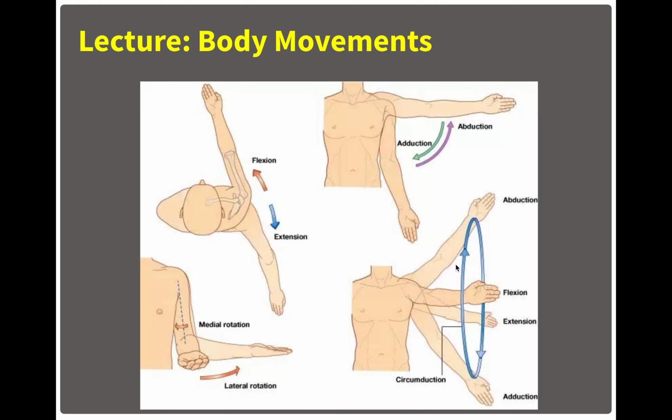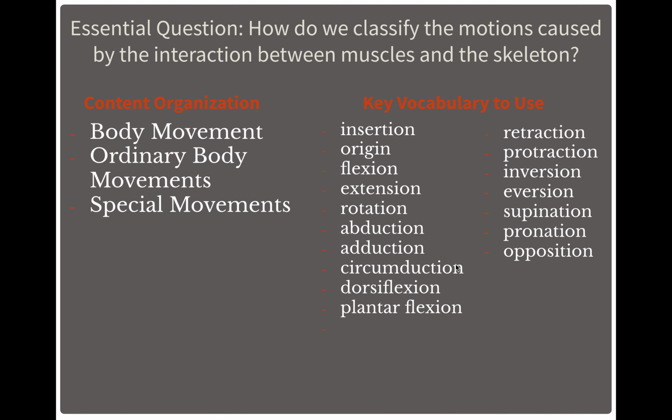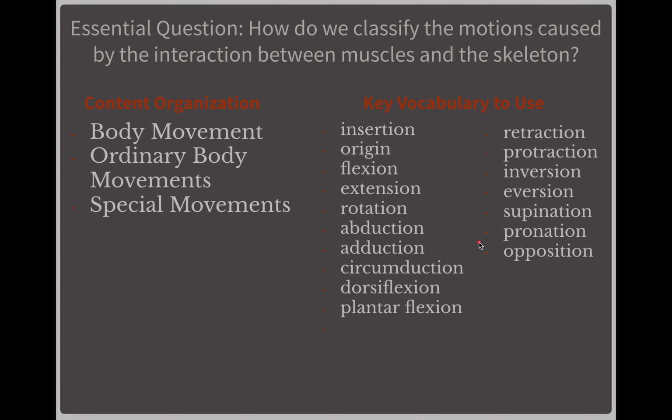This is a lesson on body movements, and in this lesson we're going to ask ourselves, how do we classify the motions caused by the interaction between muscles and the skeleton? We're going to cover basically the causes of body movement and then the different ways that they're classified. And there's two categories: ordinary versus special movements. And in this lesson we're going to cover all of these vocabulary terms.